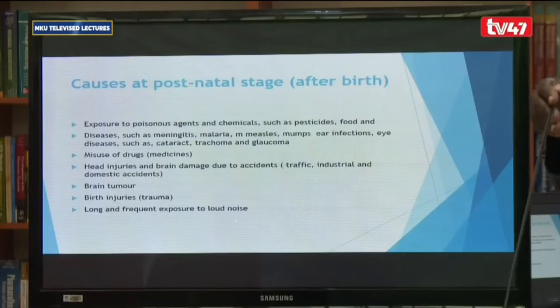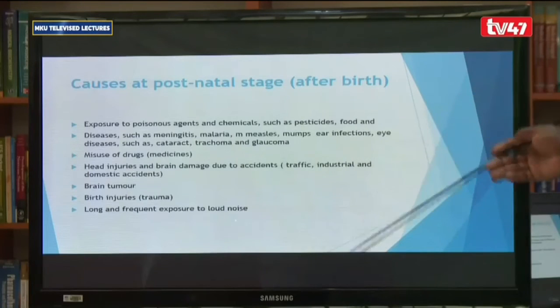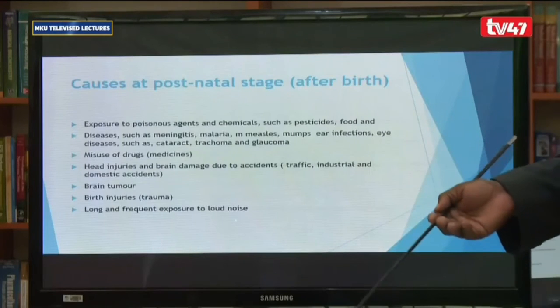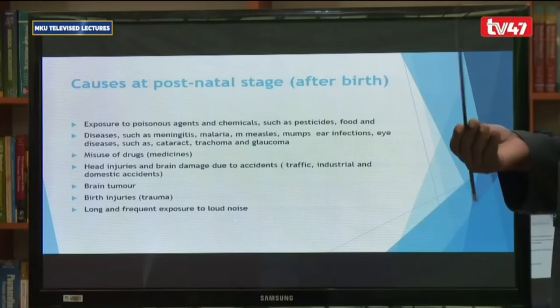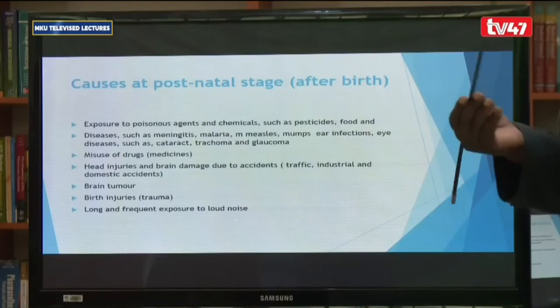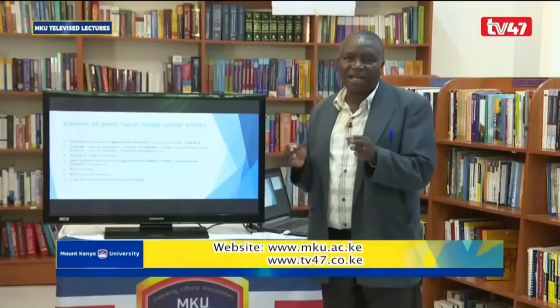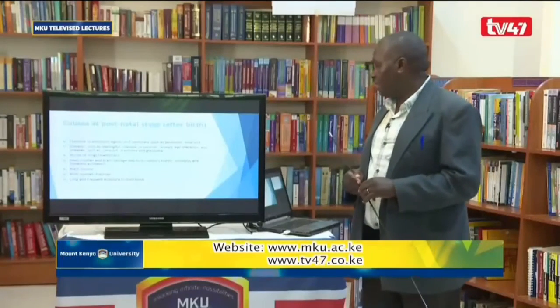Postnatal, this is after birth. After birth, we have so many causes which may cause disability. For example, exposure to poisonous agents, diseases, also misuse of drugs. Also, we have road traffic accidents which happen. Like these days, we have so many with the boda boda, because every now and then, almost in every part of the country, there are a lot of accidents happening. Now these accidents contribute to causes of disability.